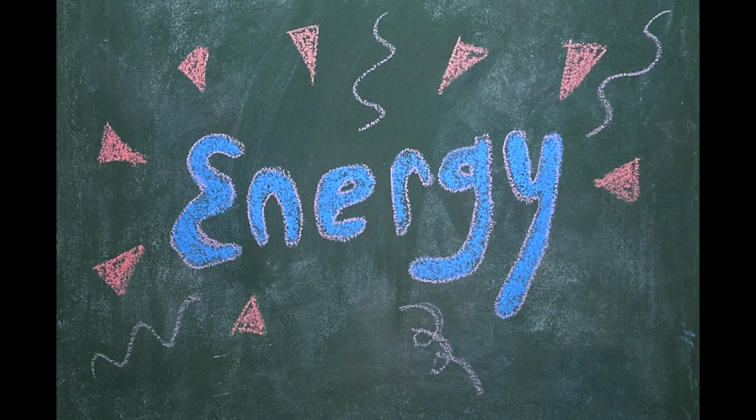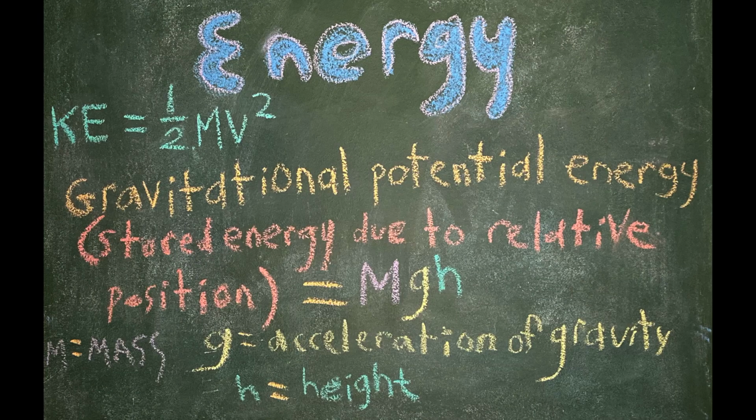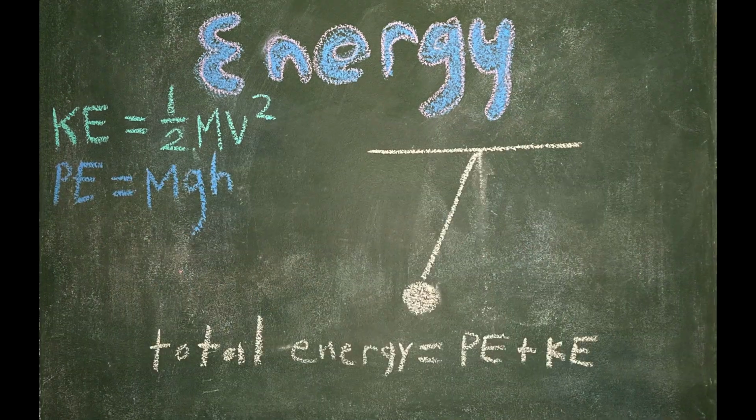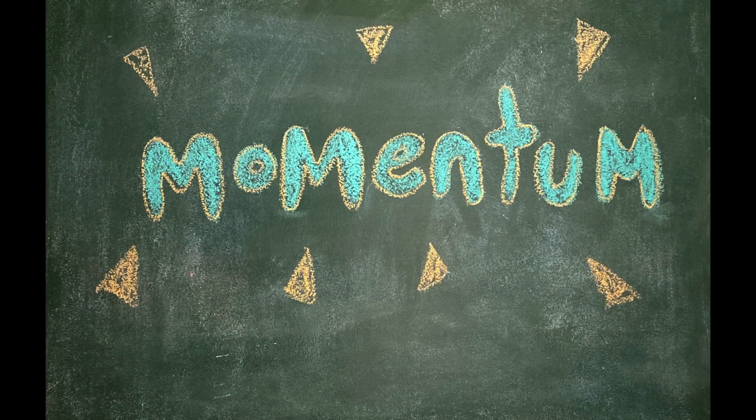One such quantity is energy, which according to the law of energy conservation can't be created or destroyed, although it can transform from one type to another, like when the mass of a pendulum moves from its highest position to its lowest. Another is momentum.